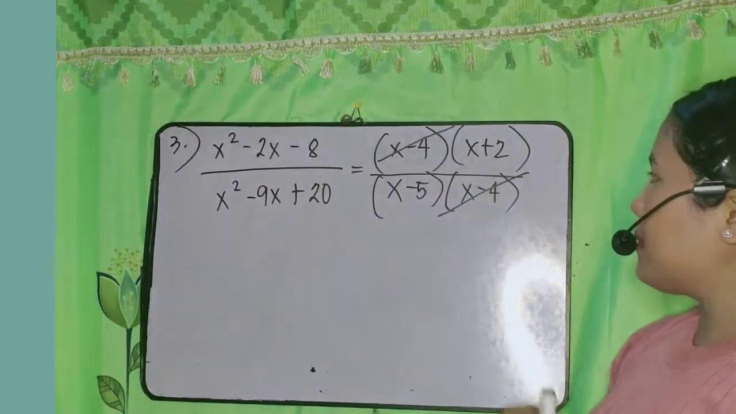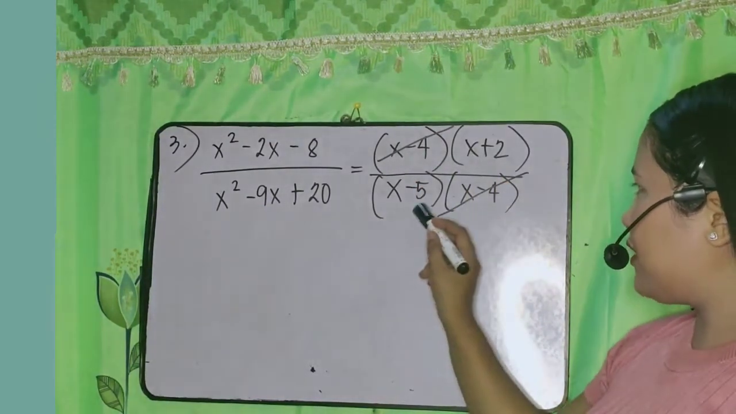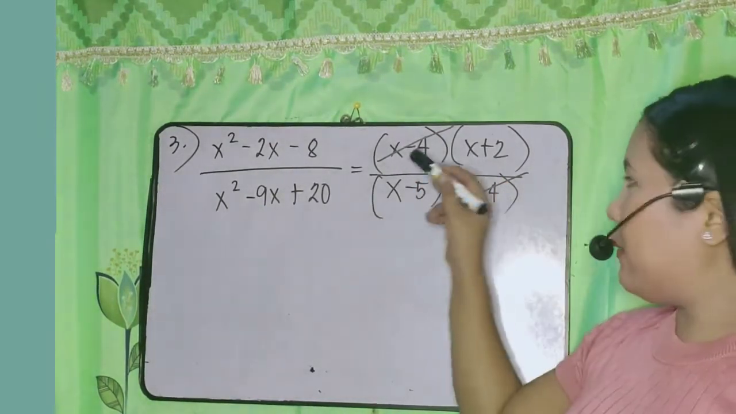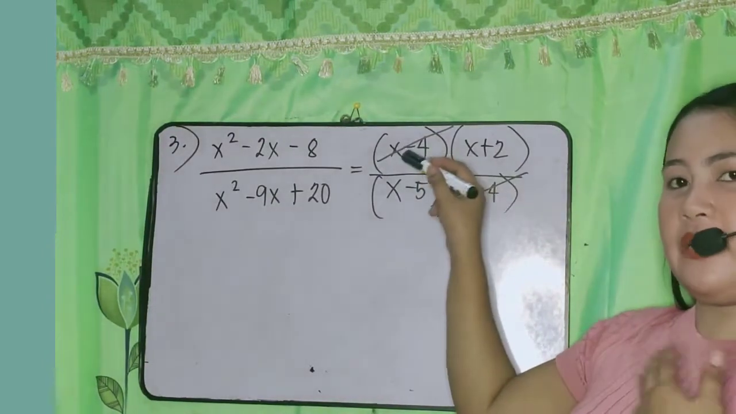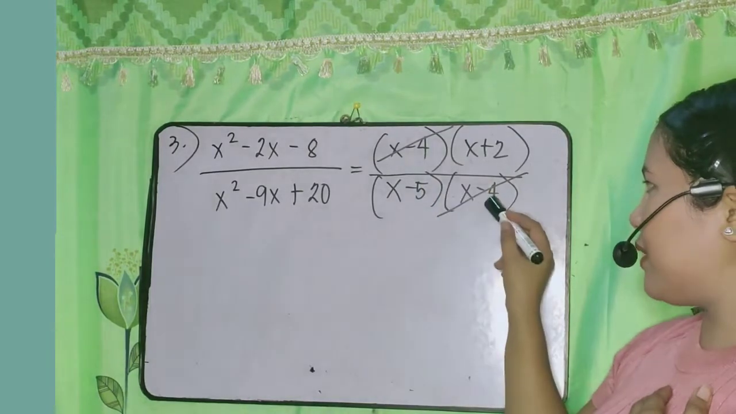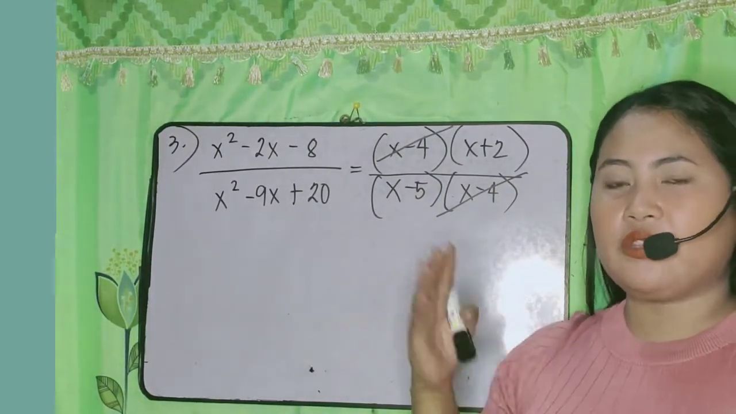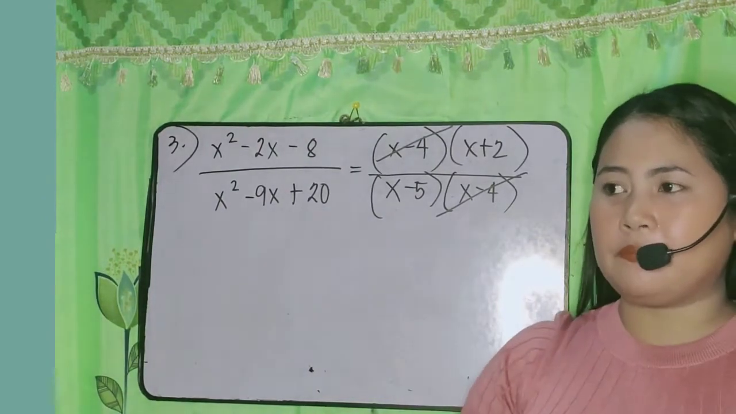Kasi halimbawa, ito, x plus 4, x plus 2, x minus 5, x minus 4. Diba, halimbawa, x plus 4 po to, ha? Halimbawa lang naman. Halimbawa, x plus 4. So, magkaiba siya, x plus 4, x minus 4. Hindi natin siya pwedeng i-cancel out. So, still, hindi natin to masisimplify. So, yun po yung tips.